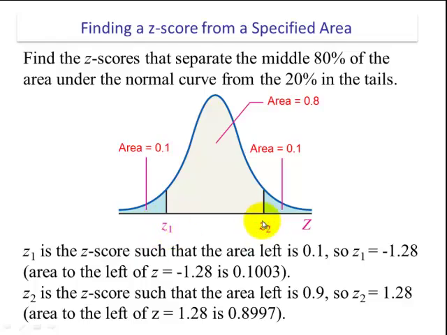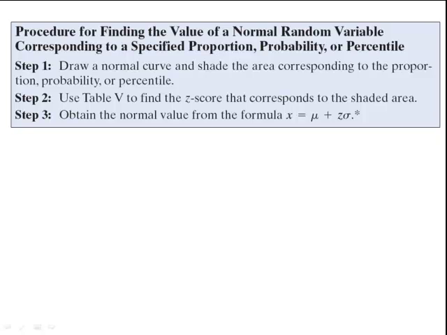In this slide, this gives us the procedure for finding an x, given a proportion or a probability, percentile, or a percent. Our first step, we draw the normal curve and shade in the area corresponding to the proportion, the probability, or the percent or percentile. Second step, we use table 5 to find the z-score that corresponds to the shaded area, just as we did in the previous examples. Step 3, we use this formula to get the x value.